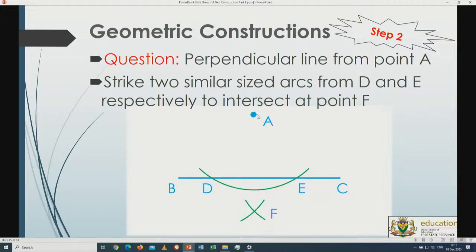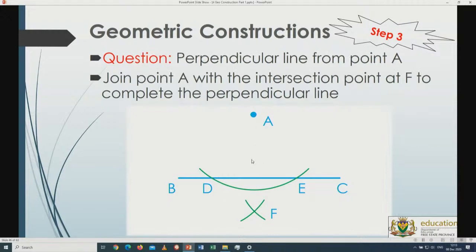And then from A, remember this distance will be the same as that distance, and then of course if I go 90 degrees downwards, this distance and that distance is the same. So therefore, if I join A towards F, I will be able to find my 90 degree line from a point outside, away from BC in other words.